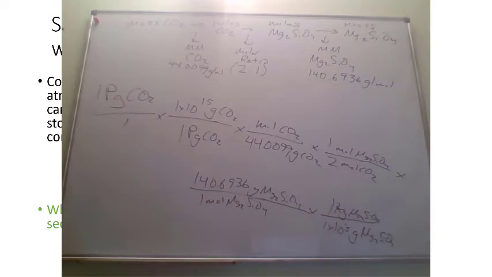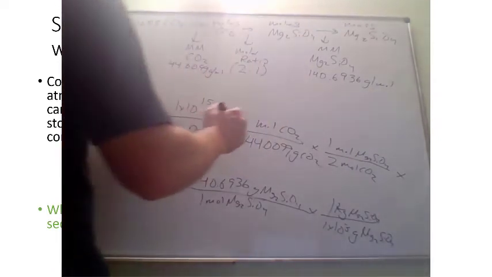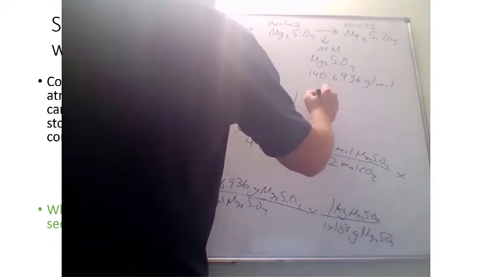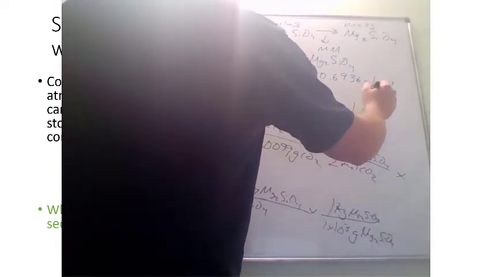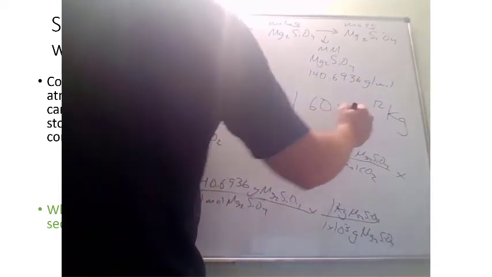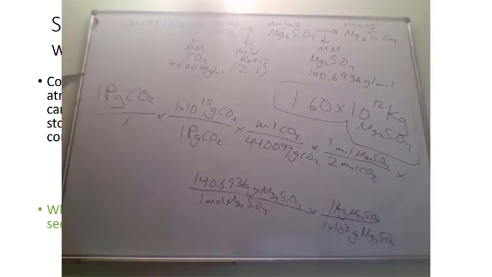Okay, so if we plug and chug this, we get a final answer. I kind of ran out of board space, so we'll write it right up here. Our final answer is going to be 1.60 times 10 to the 12 kilograms of Mg2SiO4. So we think that might be the final answer, but it's not.